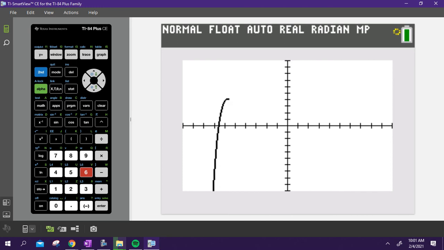I'm doing too many things on my computer, so my computer's going really slow today. Oh my goodness. All right, well, I shouldn't have been doing so many things. That's all right. It'll graph eventually.